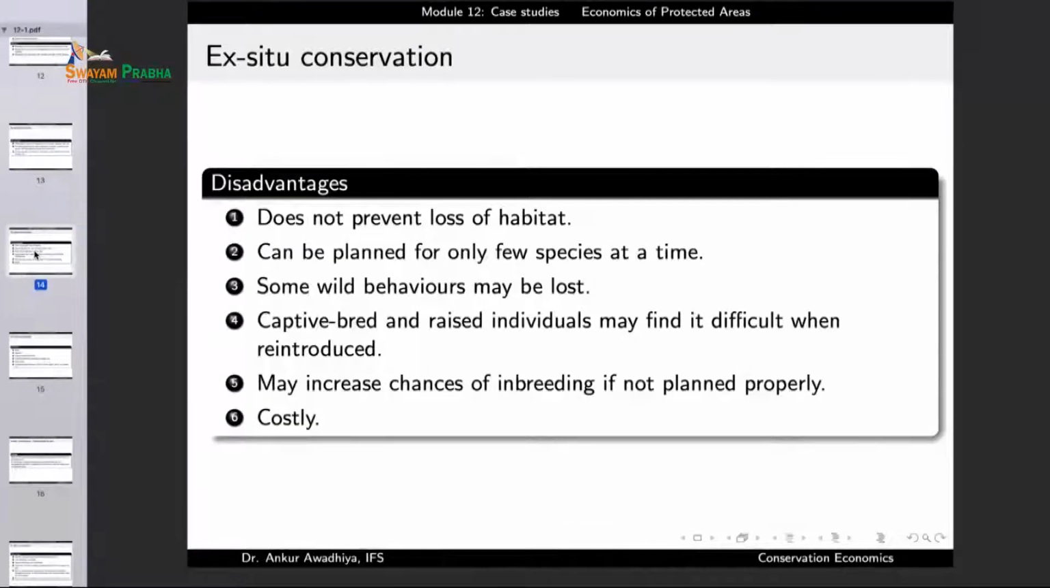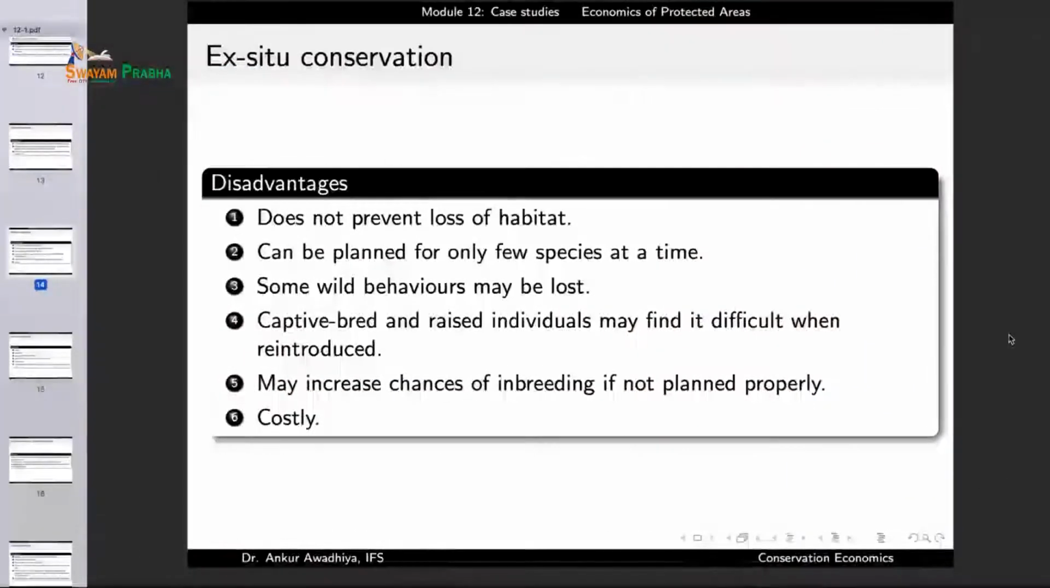However, it also has certain disadvantages because we are taking the animal out of its natural habitat and we are conserving those few animals, but in this process, we are not conserving the habitat. So it is possible that you remove all of the critically endangered individuals from the natural environment, bring them to a zoo, do captive breeding, but in the meantime, their natural habitat gets destroyed completely. So that would defeat the purpose. So this is one disadvantage.